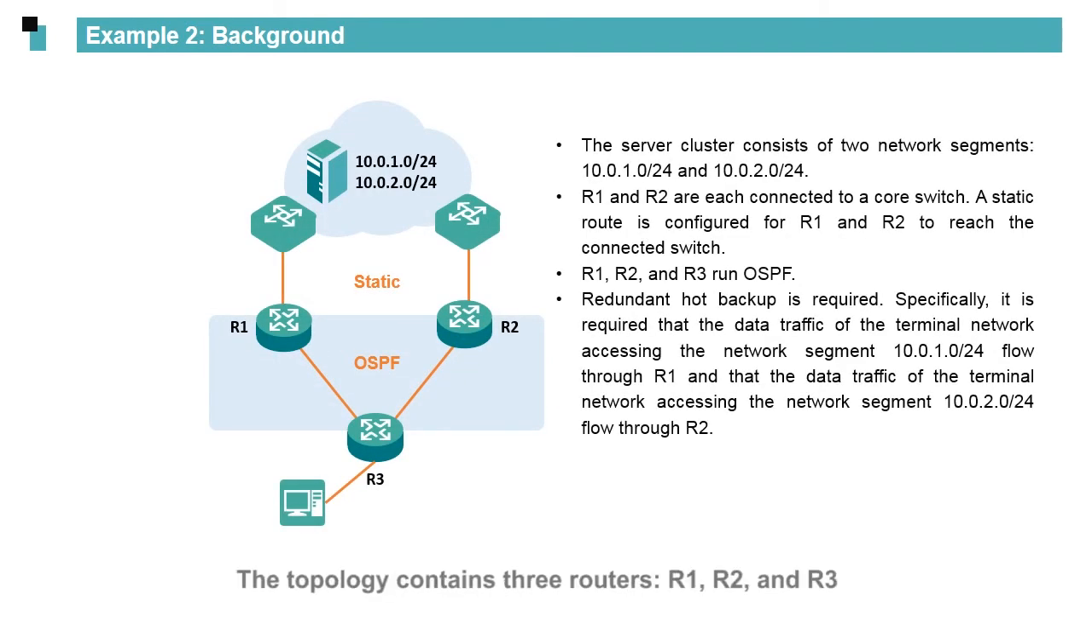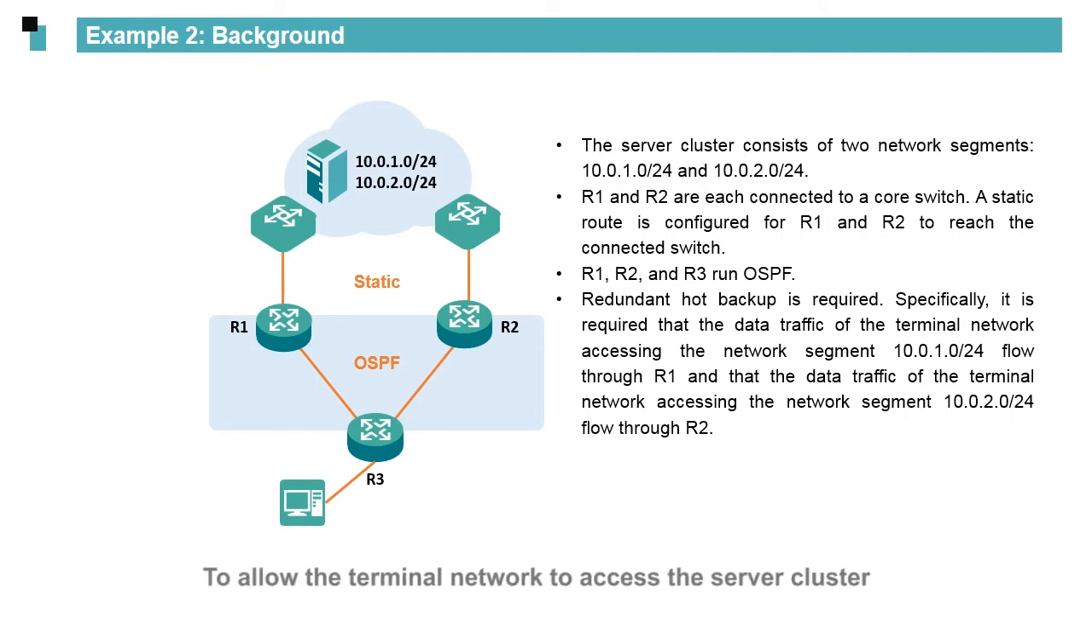The topology contains 3 routers, R1, R2, and R3. They all run OSPF. R3 is connected to a terminal network, and 2 core switches are connected to a server cluster, which consists of 2 network segments. The switches function as the gateways of the server cluster. A static route is configured for R1 and R2 to reach their connected switch. In this case, R1 and R2 can access the server cluster, but R3 cannot. R3 resides in an OSPF area and cannot communicate with the switches. As a result, the terminal network connected to R3 cannot access the server cluster.